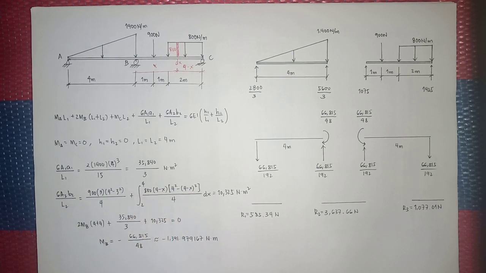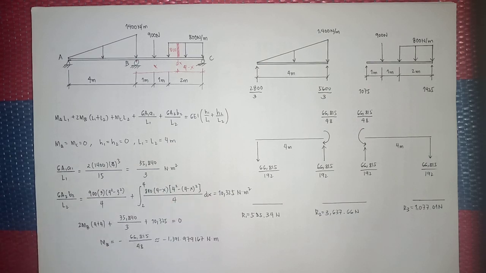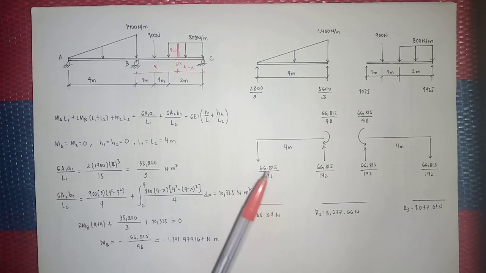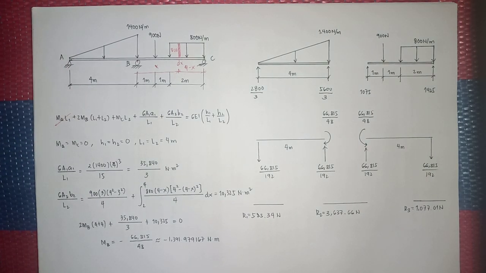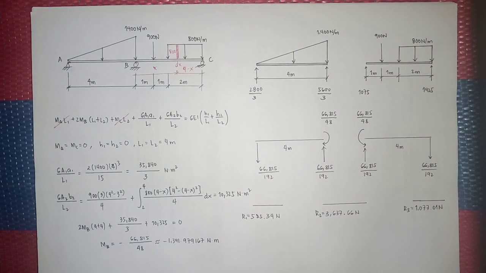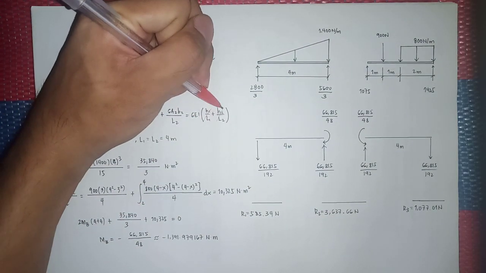Hindi ko na masyadong i-elaborate ito, no? Okay, you can refer to the previous video kung kailangan nyo ng konting enlightenment, no? So we get here, yung sum ng dalawang to, actually by superposition, i-add lang natin, we have 10,325 Newton meter squared. Okay? And then, i-substitute natin lahat ng kailangan natin dun sa 3-moment equation. Okay? So, MA is 0, so mawawala tong term na to. What else? Yung MC 0, mawawala din yung term na to. H1 and H2 are both 0, so magiging 0 yung term na to, tsaka to.